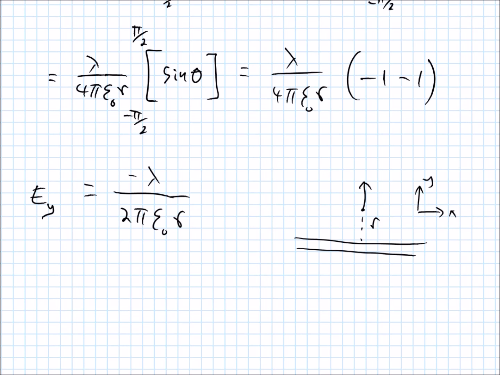Remember, we reasoned that by symmetry, the electric field only has a y component. So if I was to write it in unit vector notation, it would look like this. Let's see, that's the j hat. All right.